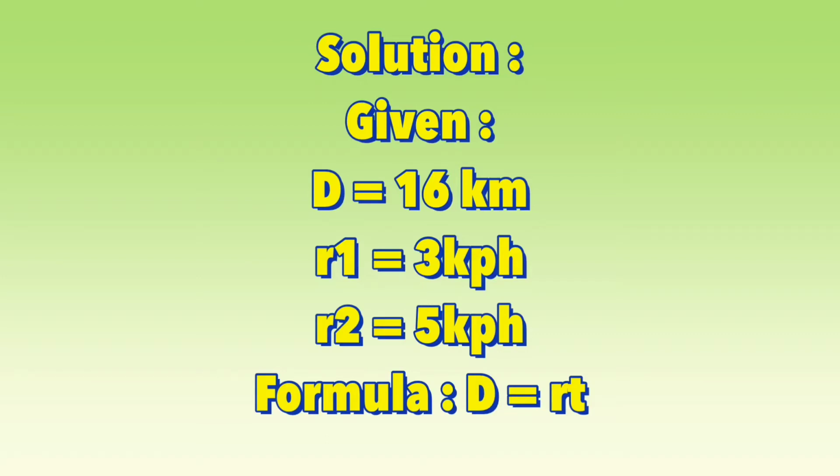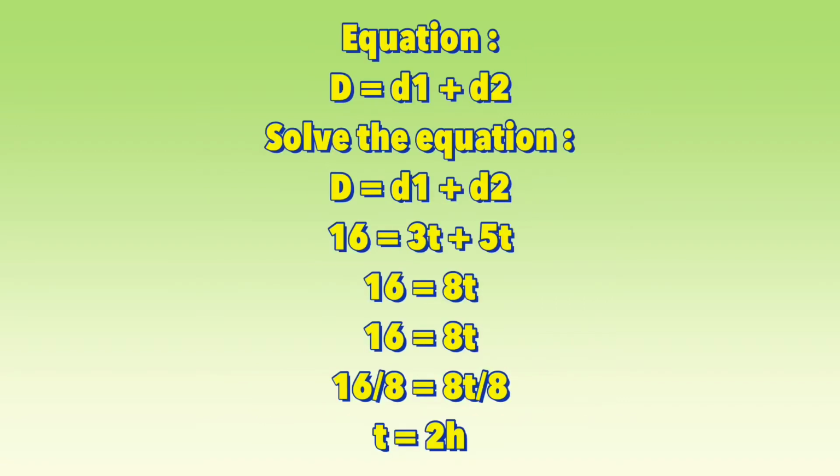Okay, equation: D1 is the distance traveled by Lorna and D2 is the distance traveled by Peter. So we have to solve the equation. D equals the distance of Lorna plus the distance of Peter. And the given distance is 16 kilometers. You have to copy that.